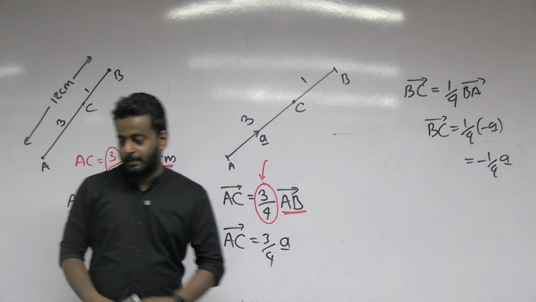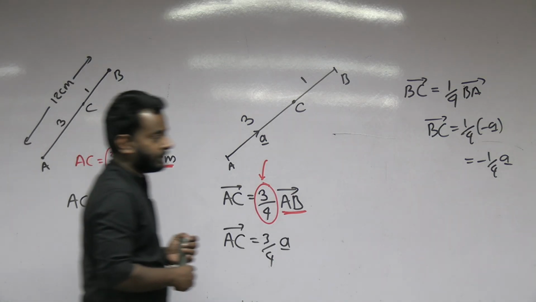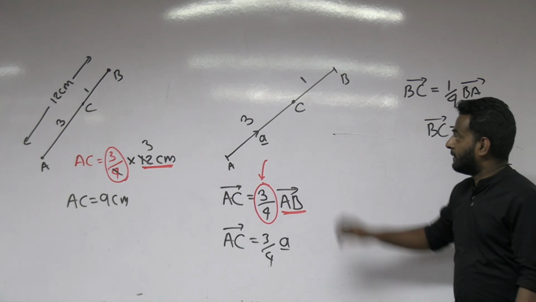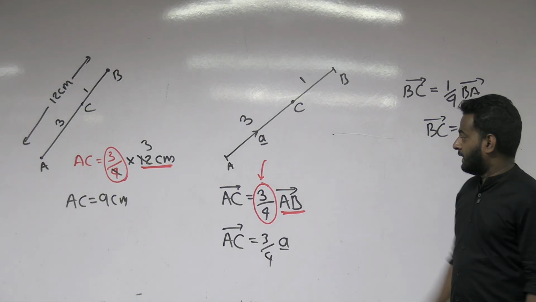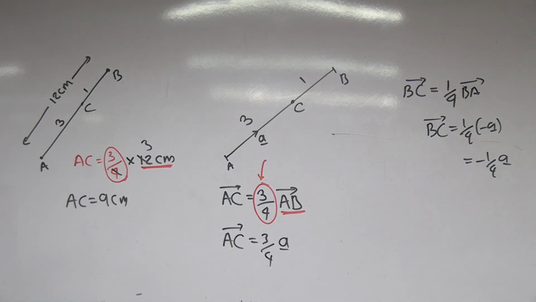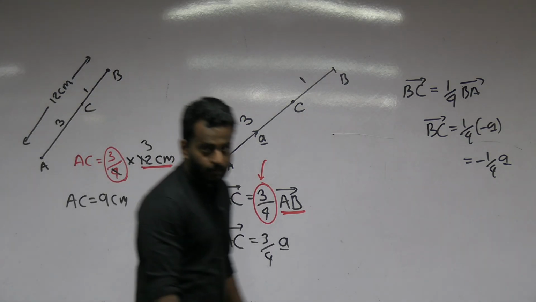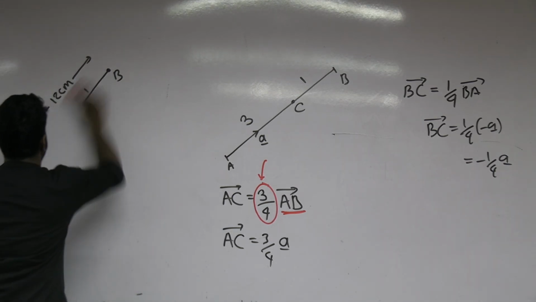Okay, we'll start from here. The ones who joined late, just write the topic: dividing a vector in a given ratio. AB is simple A, and we are supposed to find AC and BC. Finish this, and thereafter I'll write a few examples. Just try this out.